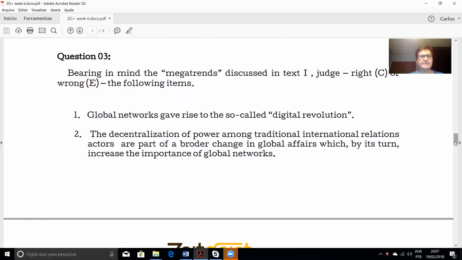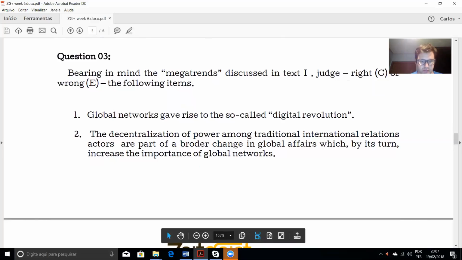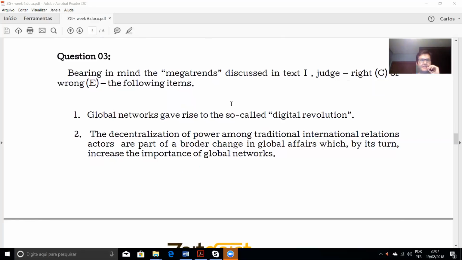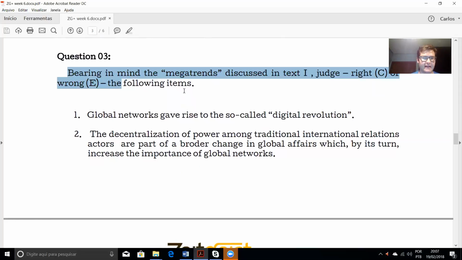Bearing in mind the megatrends discussed in text 1, judge right or wrong, okay? And this one gives you an even shorter delimitation of the subject that they're going to be testing you on, only on the megatrends. But even sometimes when they have a heading like this, they say they're going to ask you just about megatrends, but they ask you a little bit more about the text more broadly. But the focus will be on megatrends in this case. So in this case, read the header here.